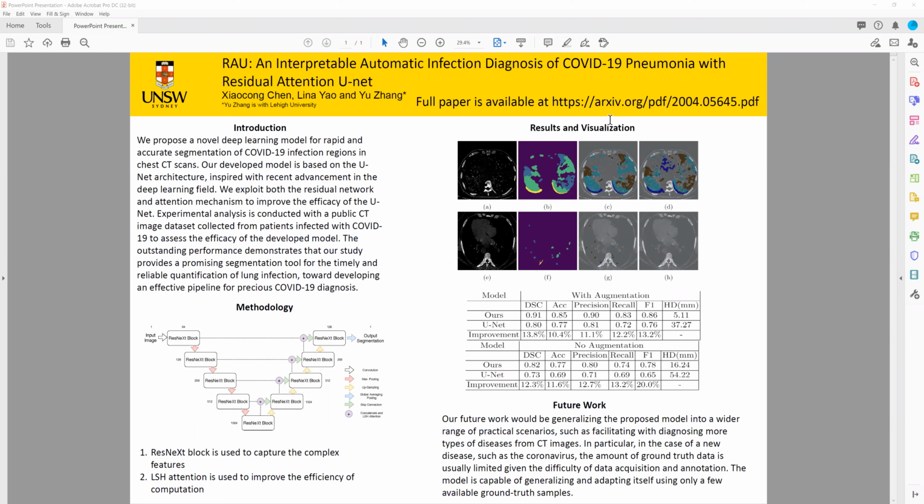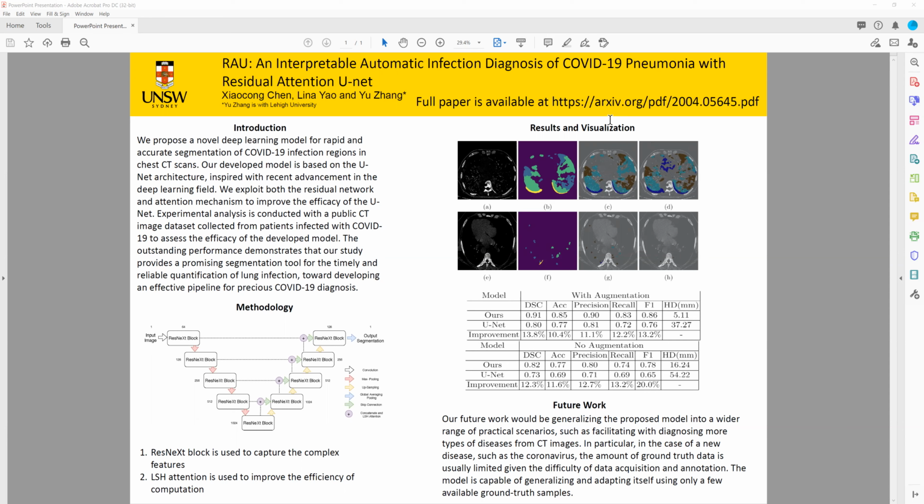Our developed model is based on the UNet architecture, which is a well-known medical imaging segmentation framework. We explored both the residual network and the attention mechanism to improve the efficiency of UNet. Moreover, we conducted experiments on a publicly available CT image dataset, collected from patients affected by COVID-19, to assess the efficiency of the developed model.